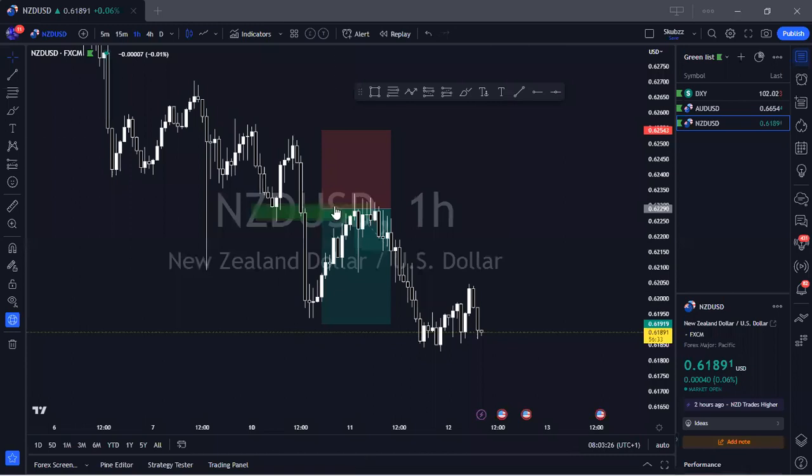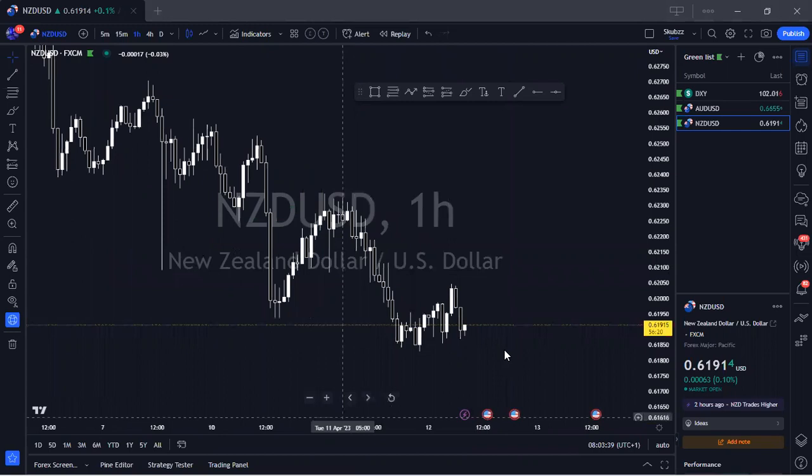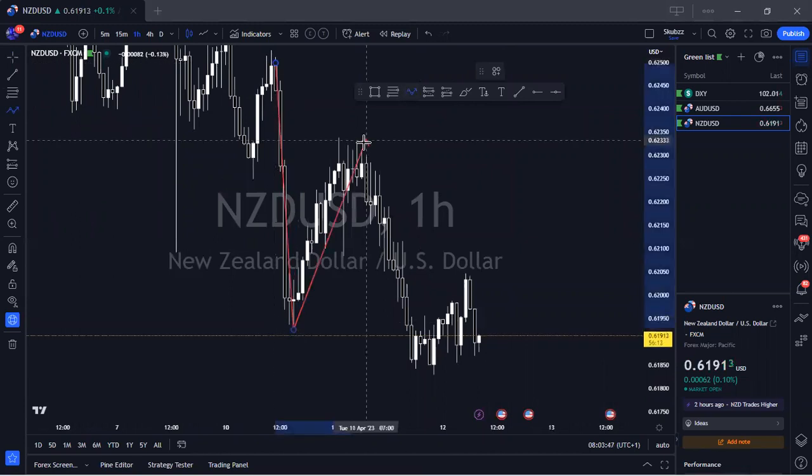So this was the setup we took yesterday on NZD-USD. It was nice, one of those days where we have clean, nice setups in the markets. So let's see what we can get. The market is still bearish. We created this lower low, the lower high, then a lower low here. Price broke below, then pushed up, and now it's pushing down.